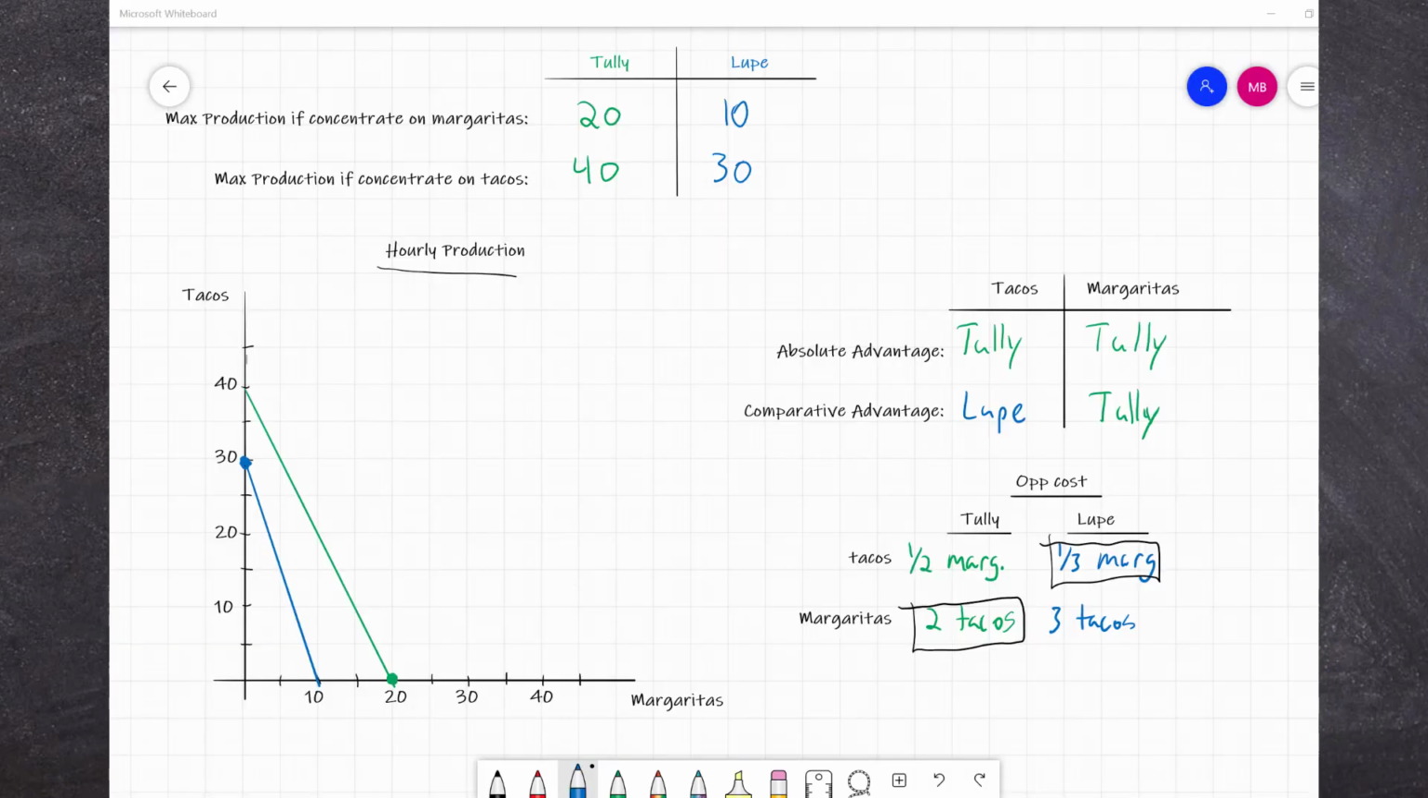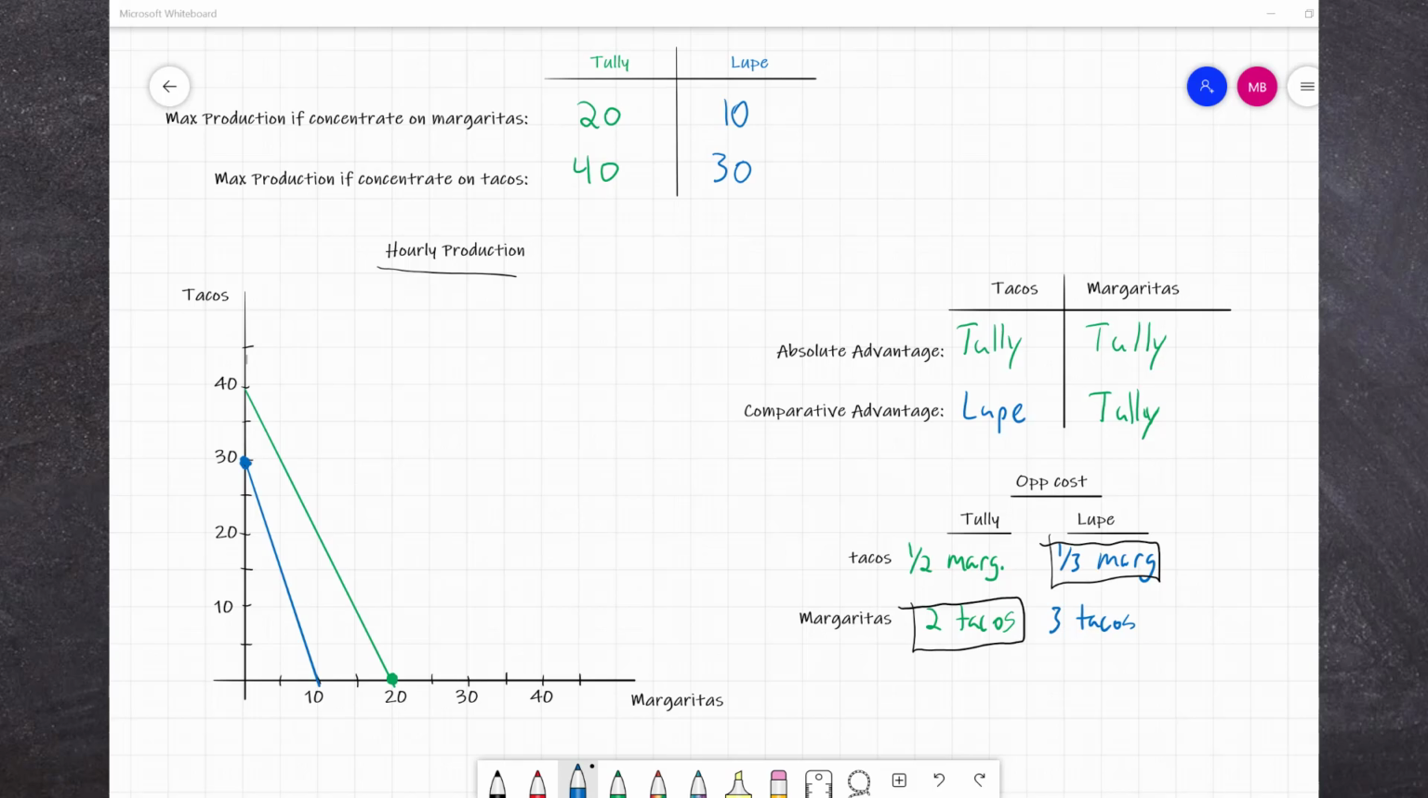So this is the worksheet that we ended up with last time. In the lower right-hand side, we see the opportunity costs for each individual to produce each good. And we decided that Lupe had the comparative advantage in tacos, while Tully had the comparative advantage in margaritas. Therefore, Lupe was going to concentrate on taco production, hence her production being at the point 0, 30 on the y-axis, and Tully producing just margaritas, hence producing 20 margaritas and 0 tacos on that x-intercept there.